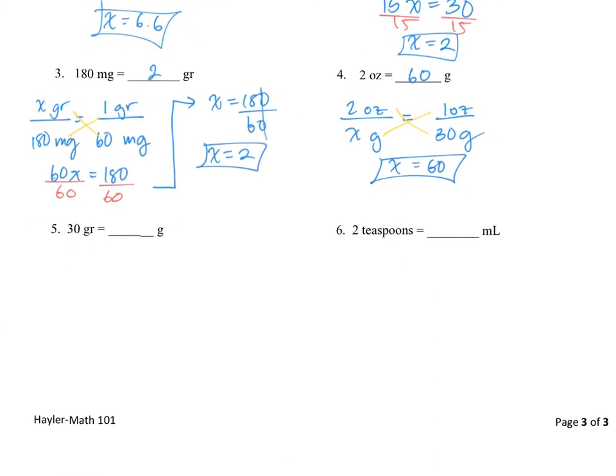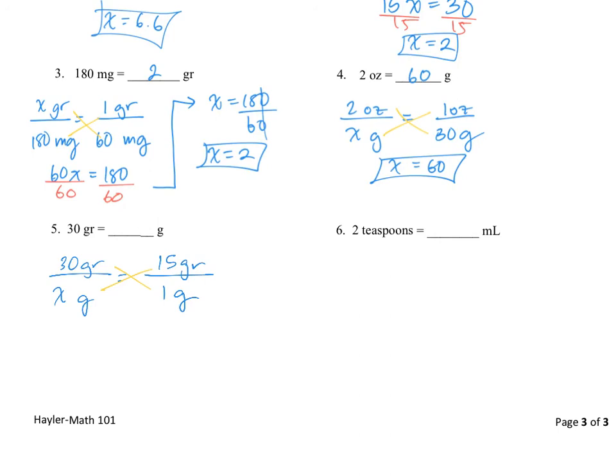Home stretch. Alright, so on number 5, 30 grains to how many grams? Well, let's see, we have 30 grains, and we want to know how many grams. Looking at our equivalents, grains and grams, 15 grains is 1 gram. That's approximately. Okay.